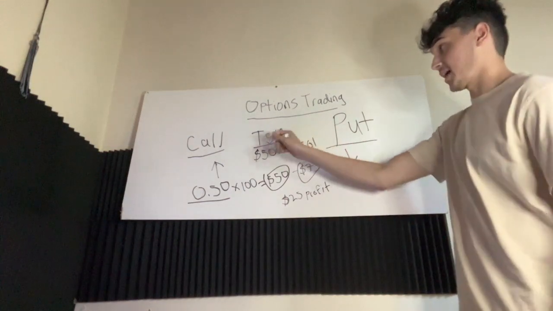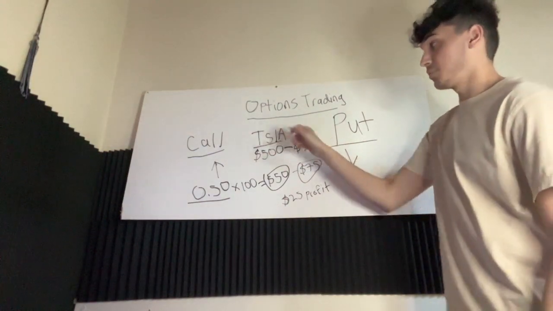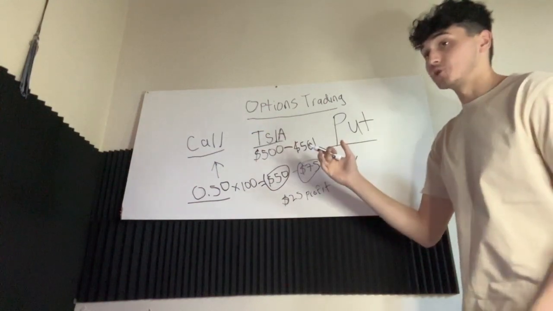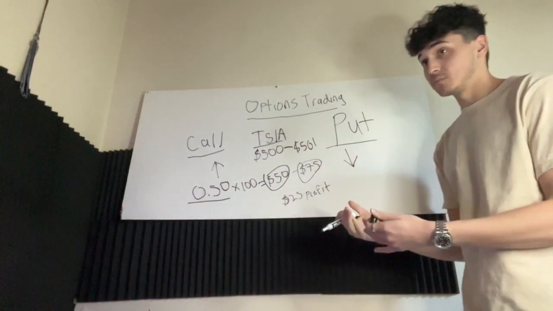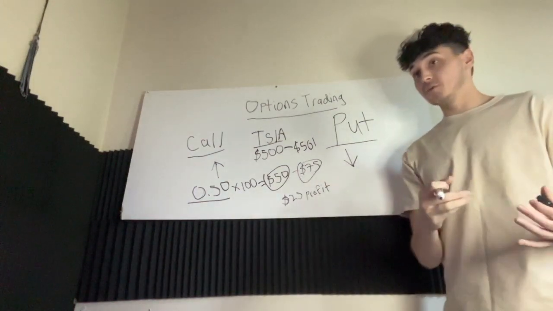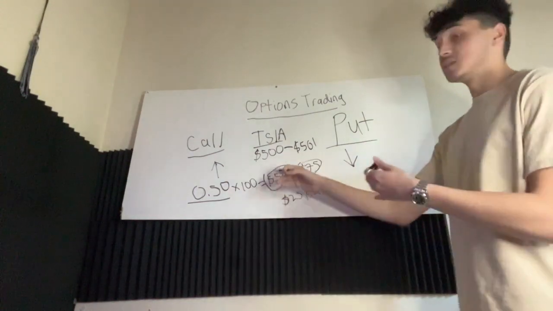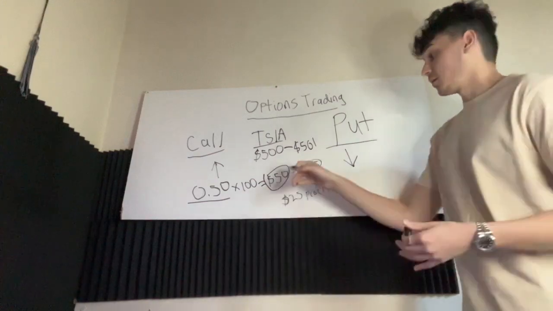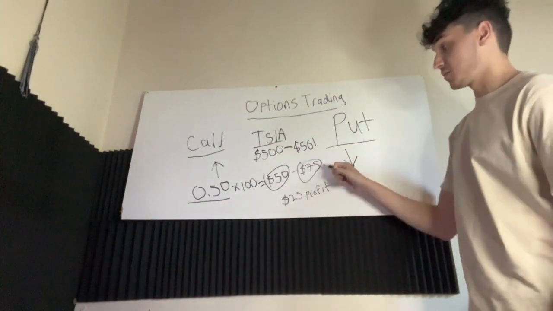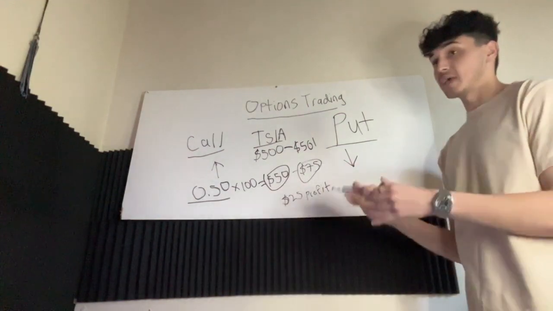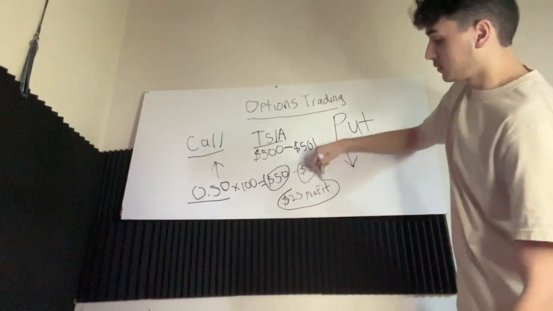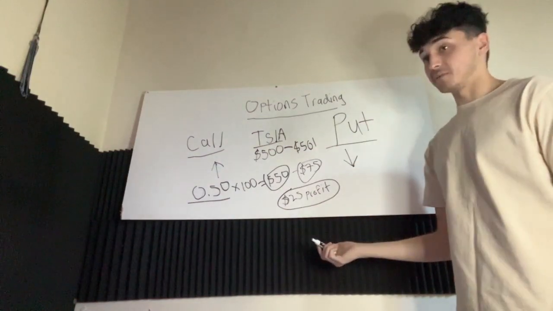Since Tesla moved up while you were holding that option contract, the option contract gained value. Meaning when you sold, you profited the value and you also still had the capital in which you bought at, the $50, which then turned into $75. So you close out at the 75, obviously meaning it's $25 profit.